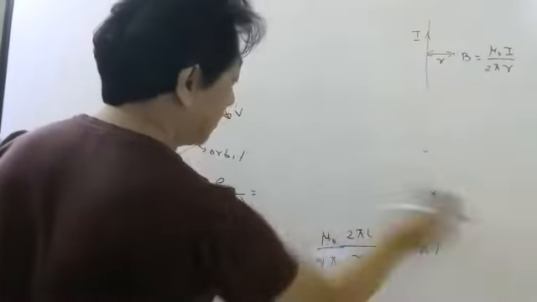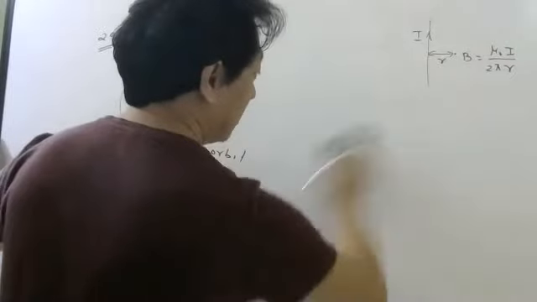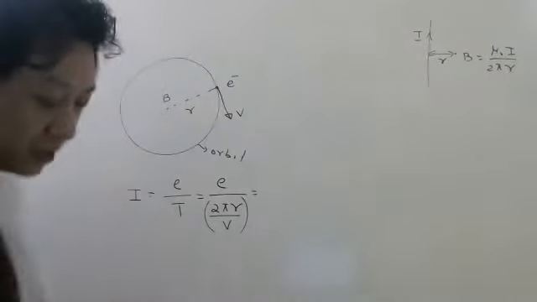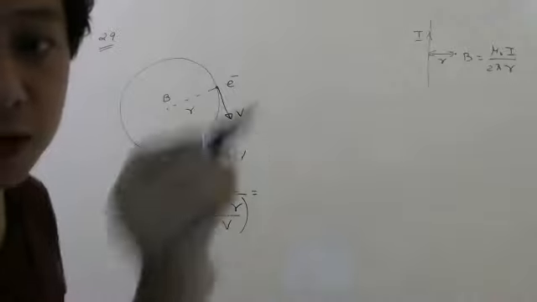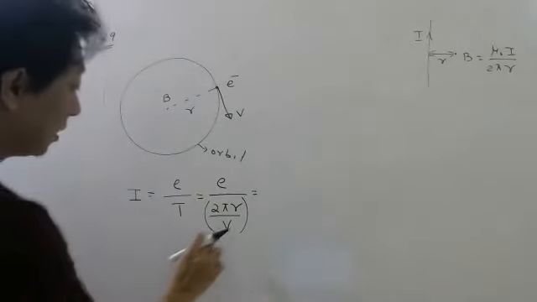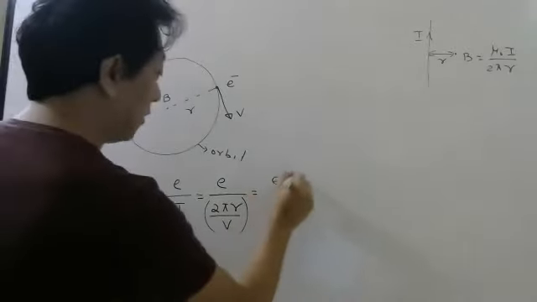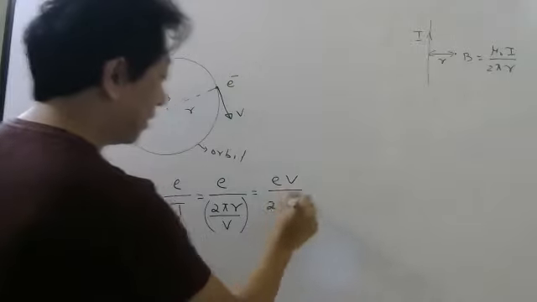Time period is distance divided by speed. And in one time period, distance covered is one revolution. One revolution is 2 pi r. So this V will go up. So the current is EV by 2 pi r.